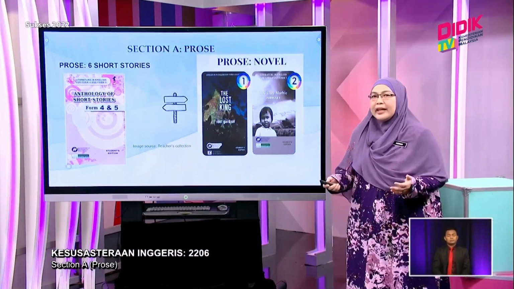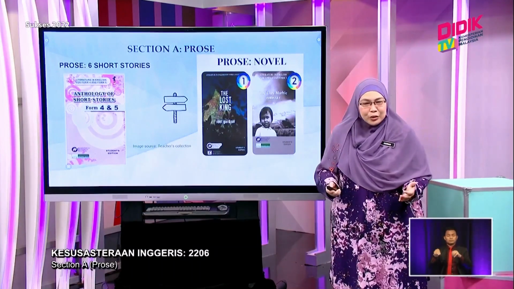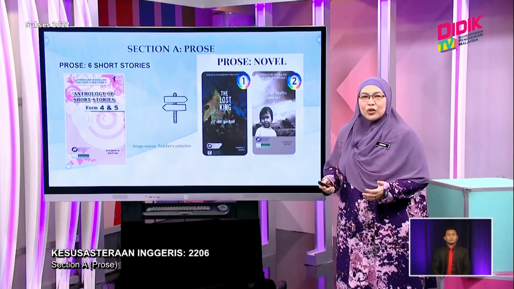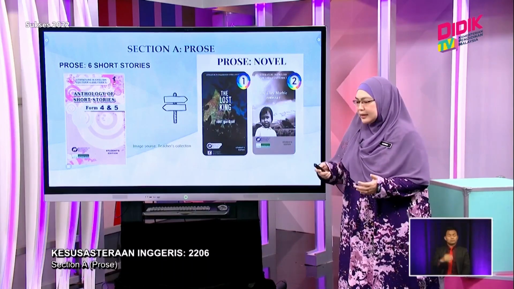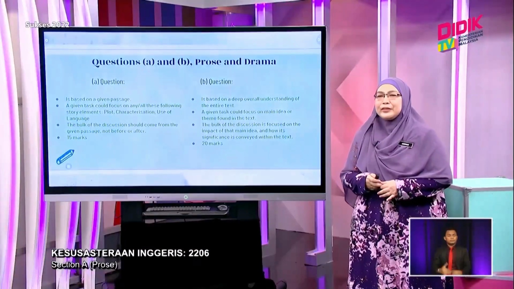By now, candidates would be very familiar with the 6 short stories, the novel The Lost King, or the novel The Clay Marble. And as we saw earlier, we know for a fact that from this section there will be 2 kinds of question, an A question and a B question. So let's get down to the details, all right?